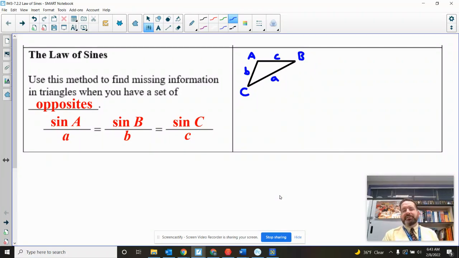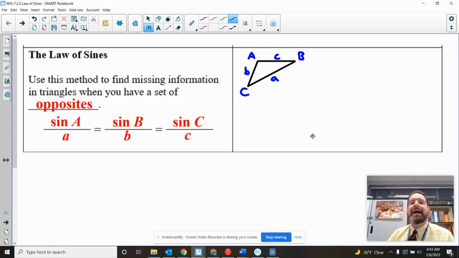So today, my friends, you are going to be introduced to the law of sines, an incredibly useful tool, a shortcut to enable us to find anything we want about triangles pretty much all of the time. Here's the setup, and then we'll see how it works in action. You use this method to find missing information. That could be side lengths, or that could be angle measures in a triangle.